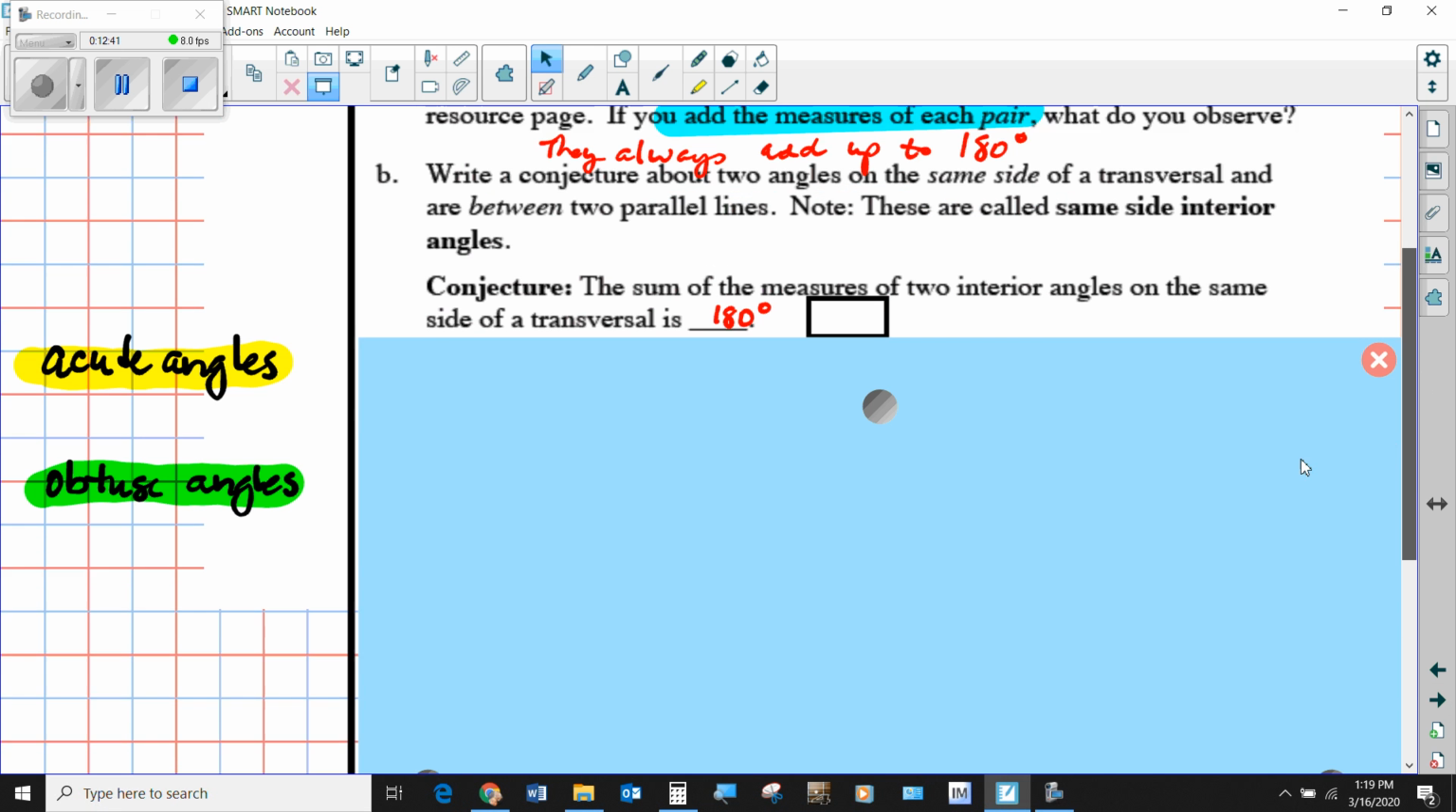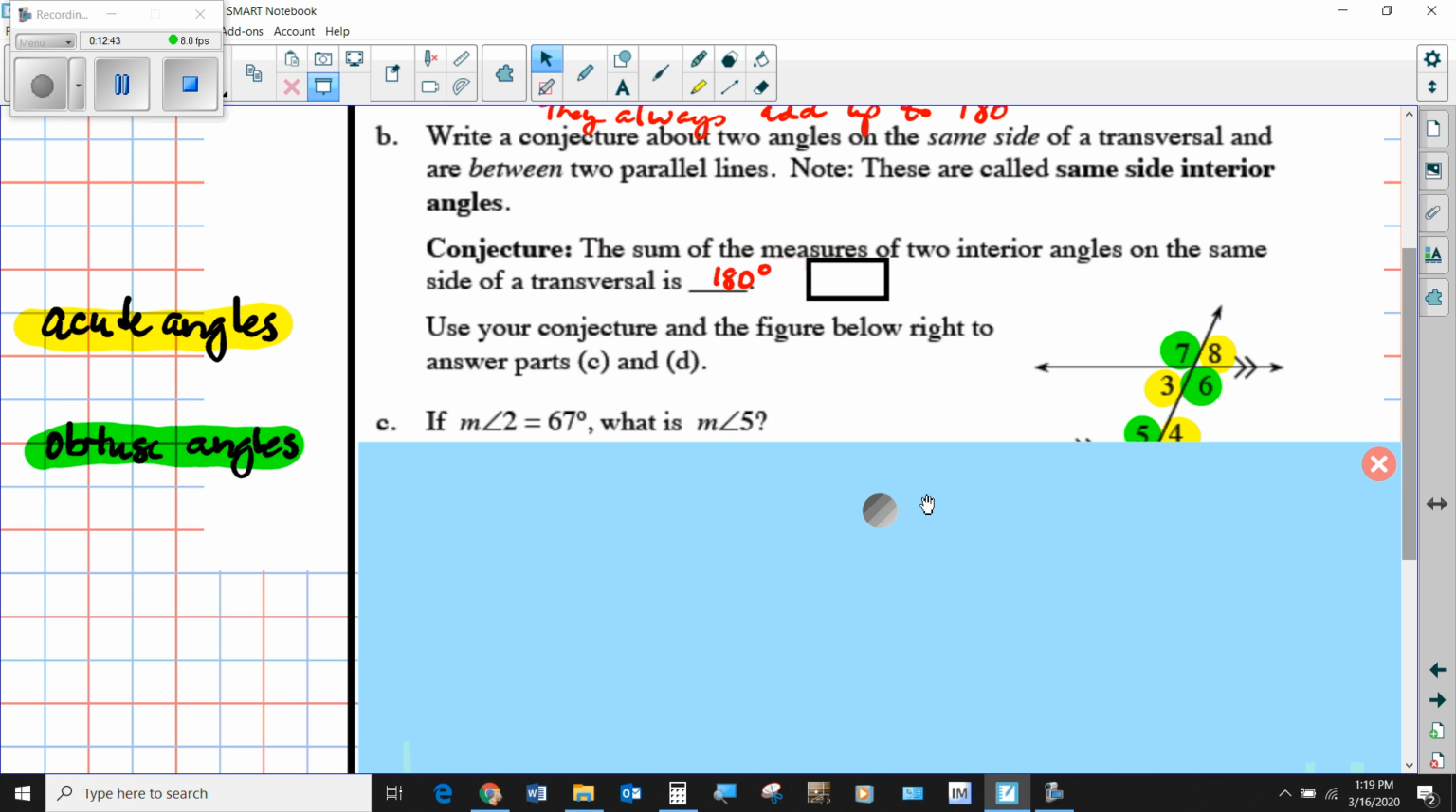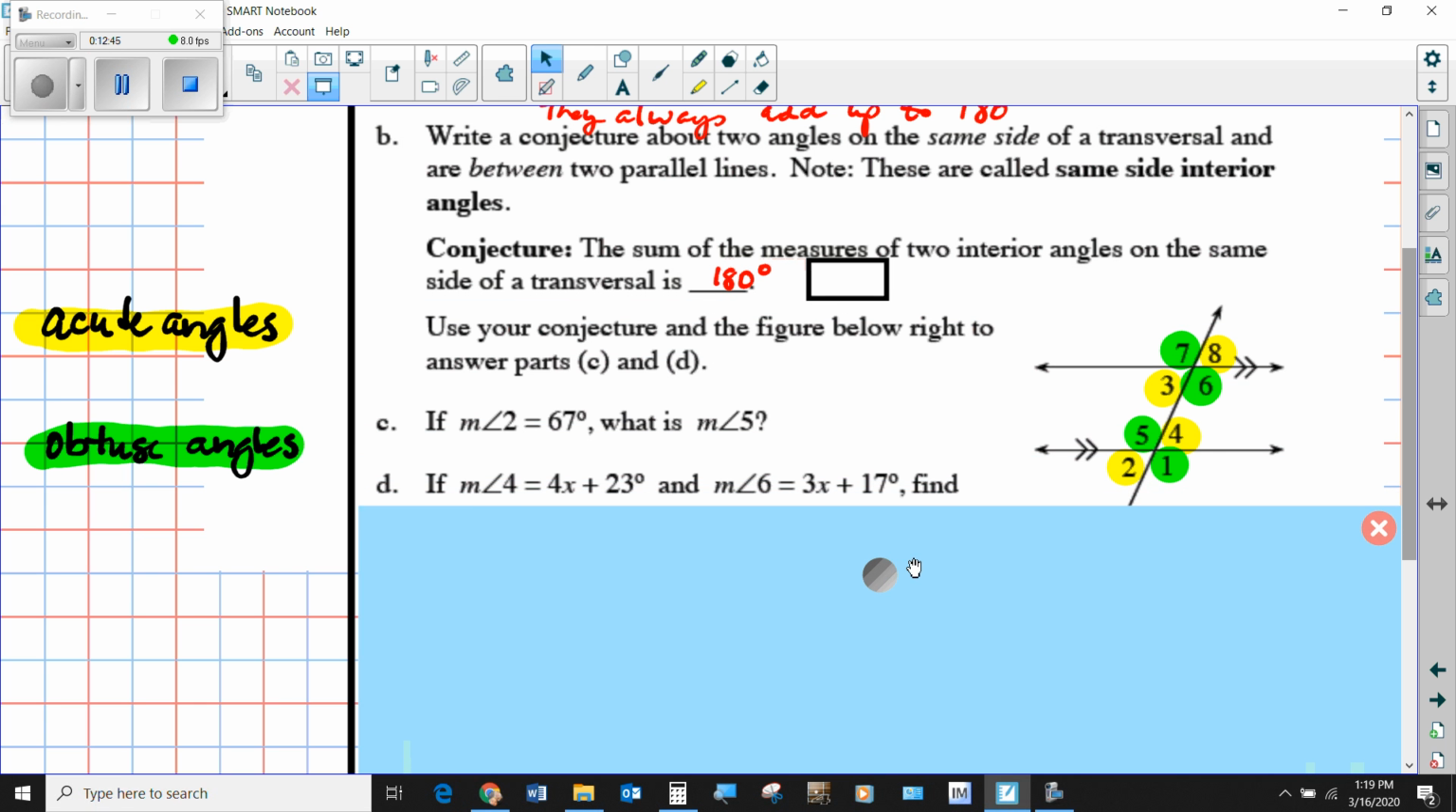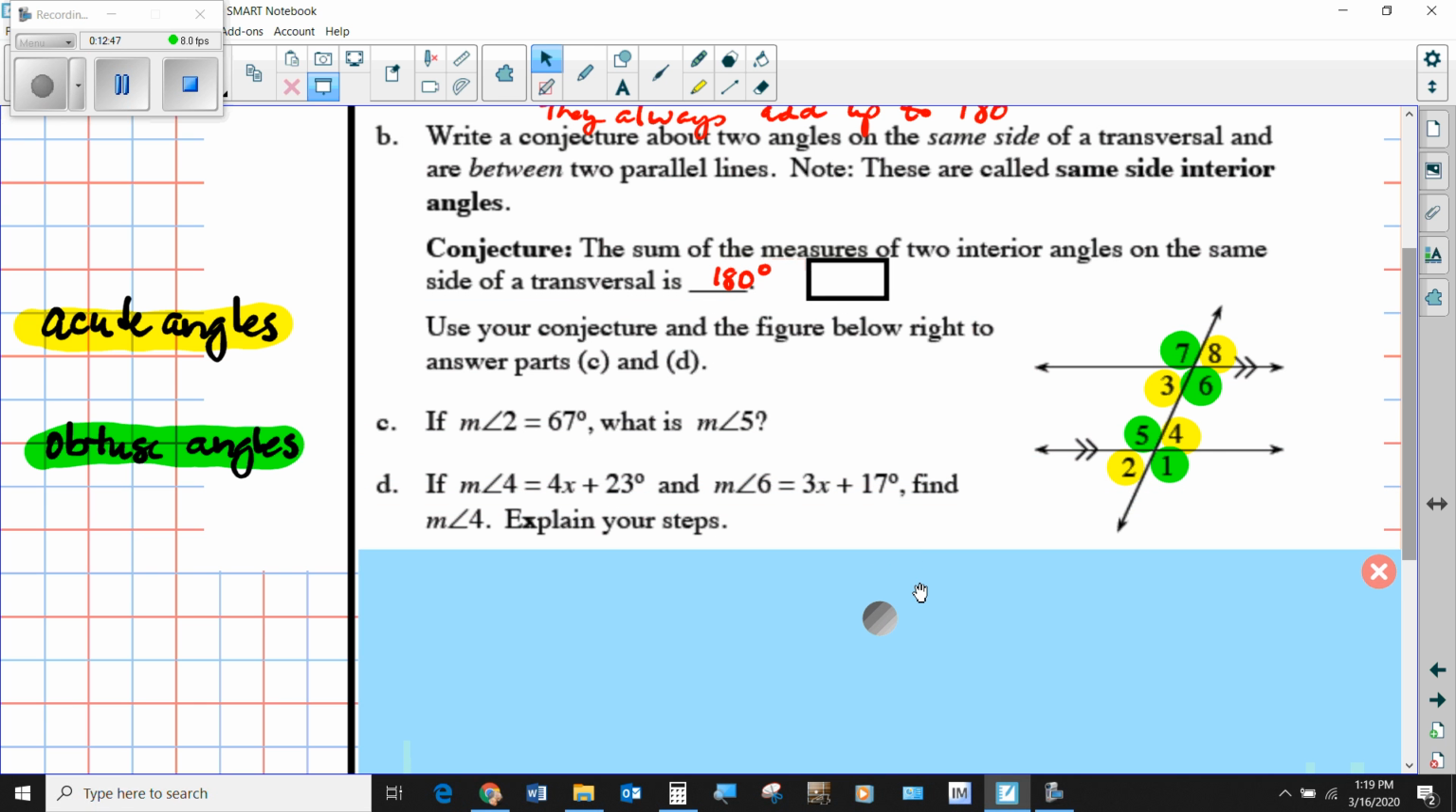So with that the case, we now know something about the relationships of these angles. So we're going to be able to answer these questions. So please draw this diagram down, pause the video, write down the questions, and let's work through the questions. Try and figure out the answer. I'll be back in a second. Go ahead and pause.